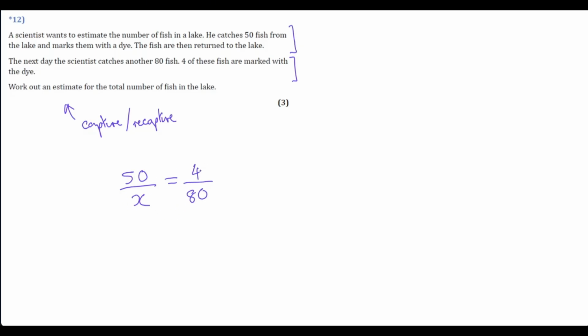Or you can just solve for x here. So I'm going to times out the x, so 50 equals 4x over 80. Times out the 80, that's going to be 4,000, equals 4x. Divide by 4, so x will be 1,000. Okay, so this is our estimated population of the lake. And that's finished.